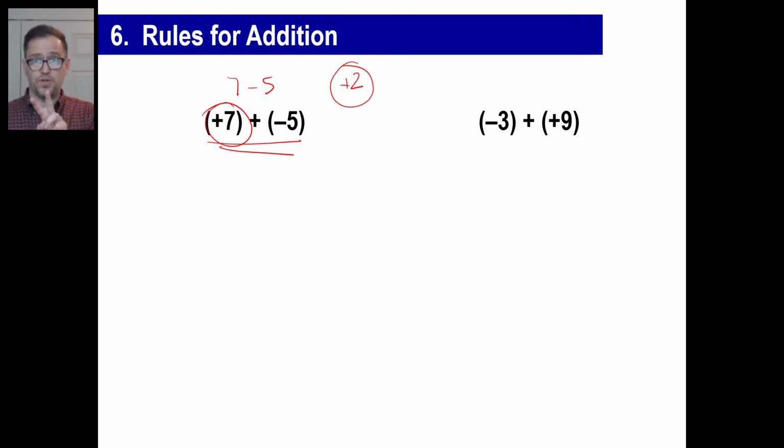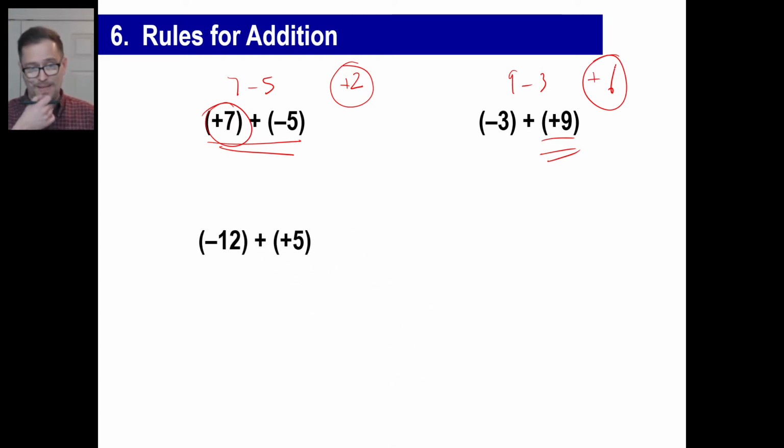As soon as you see you have two numbers with a different sign, you subtract the absolute values. So you'll go 9 minus 3. 9 minus 3 is 6. Should that be positive 6 or -6? Which one of these is farther away from 0? That one is, so that means this is positive as well. Okay, here's another one.